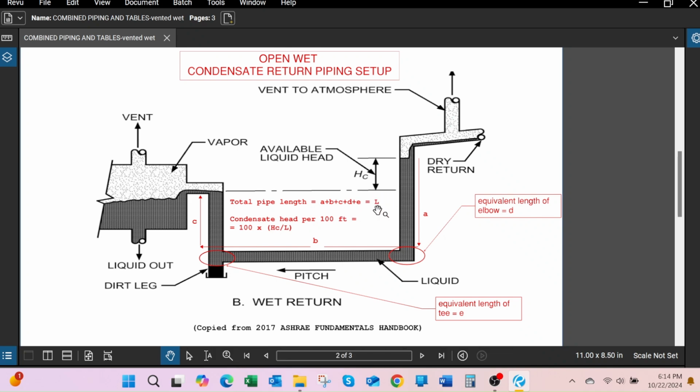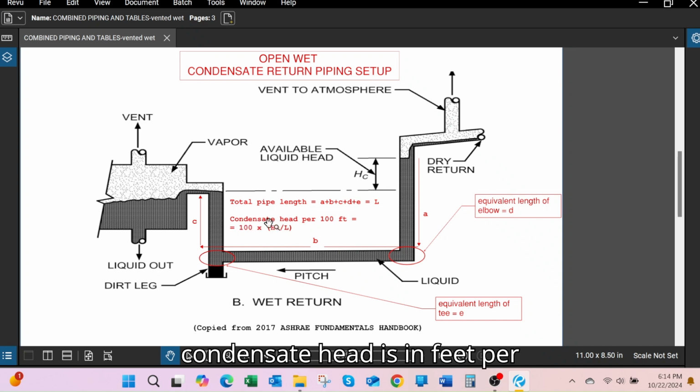For example, L equals A plus B plus C plus D plus E. The two lengths D and E are the equivalent pipe length for the elbow and for the T. I will have a tutorial for calculating pipe equivalent length for fittings and valves soon. Having the total length L, the formula below must be used to calculate the condensate head.